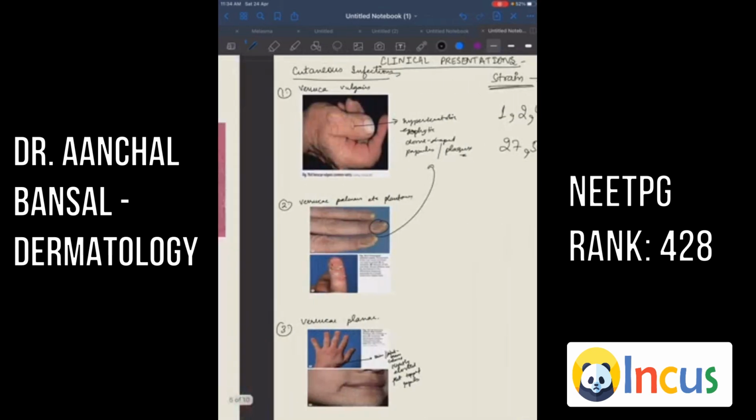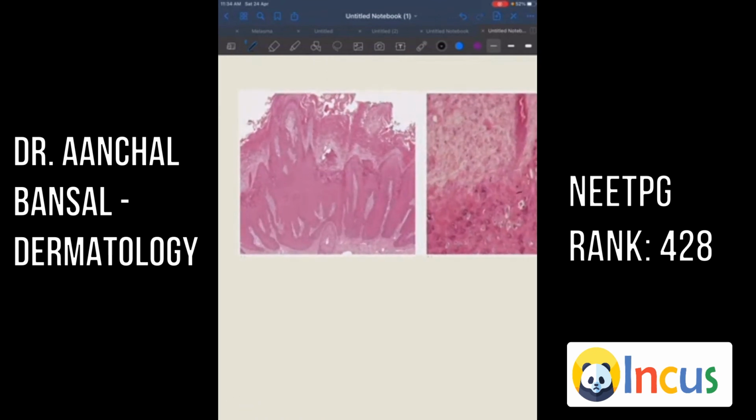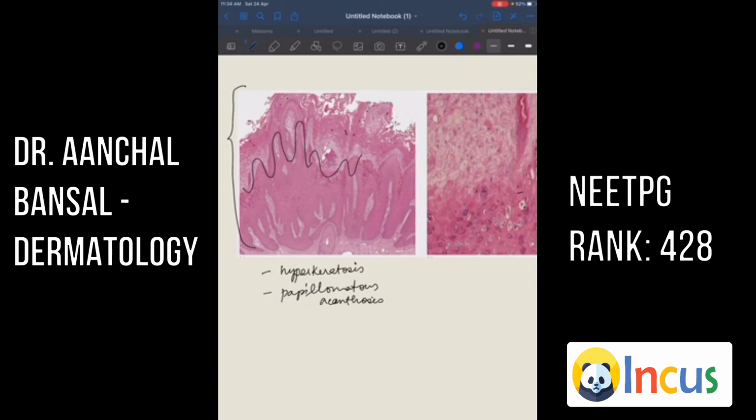Now we will discuss the histopathology. As we can see in this picture, there is generalized hyperproliferation of all the skin layers. The distinguishing findings are hyperkeratosis and papillomatous acanthosis. As we can see in this picture, there is a very hyperkeratotic skin layer, stratum corneum, and if you can distinguish, this is papillomatous acanthosis.